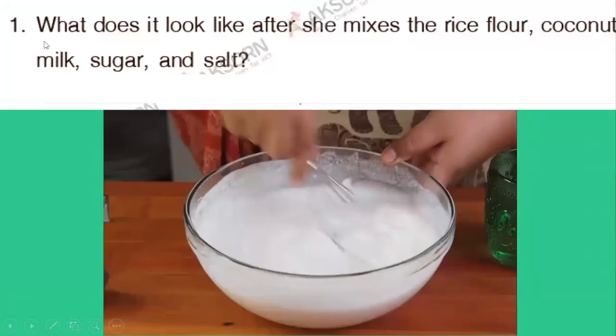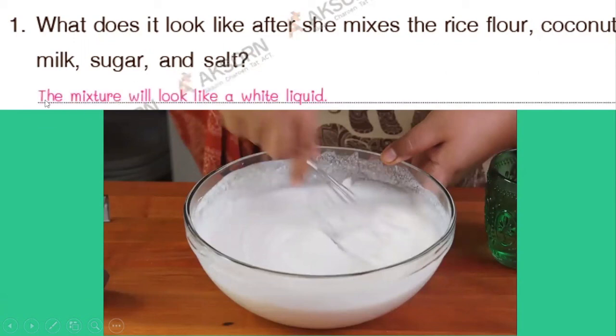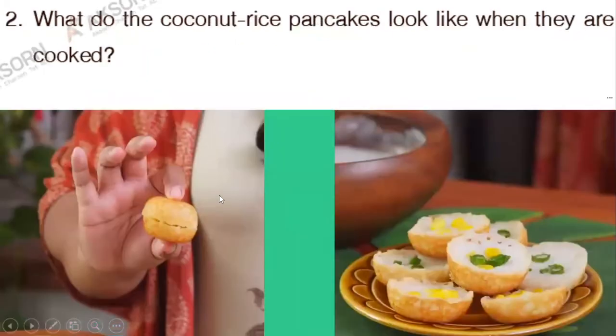We have the first question: what does it look like after she mixes the rice flour, coconut milk, sugar and salt? Please try to describe this substance. What is it? It looks like what? The mixture will look like a white liquid. Okay, it looks like a white liquid.